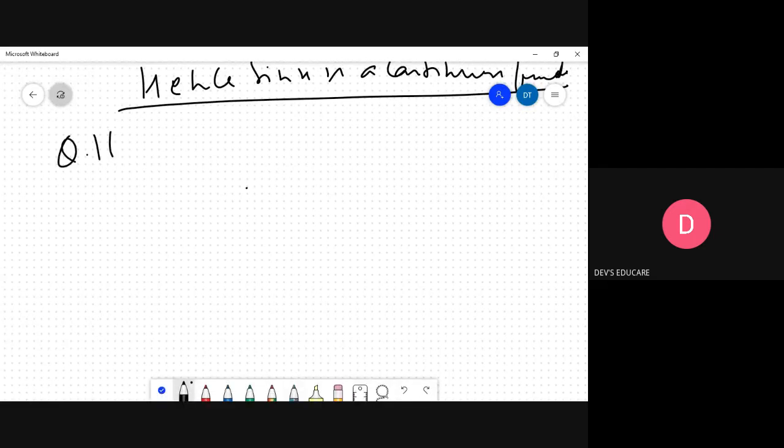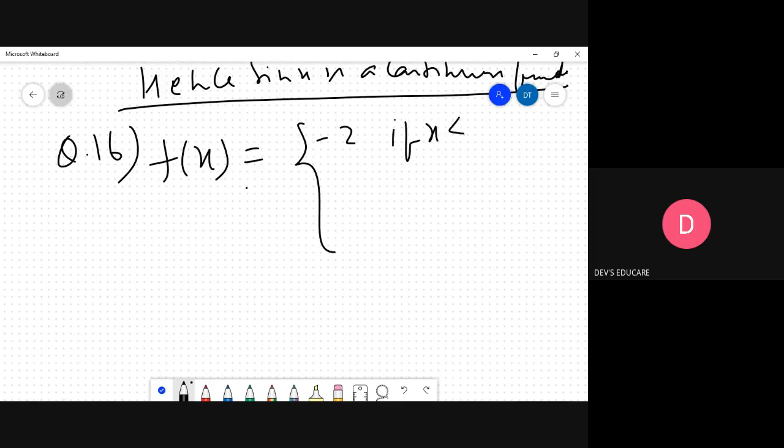Question 16. f(x) equals minus 2 if x is less than or equal to minus 1, 2x if minus 1 is less than x less than or equal to 1, and 2 if x is greater than 1.